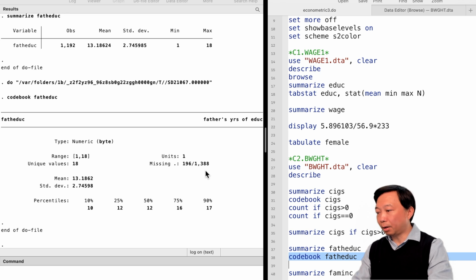We can use the command codebook to find how many observations are missing. There were 196 observations with a missing value on the father's education. Those observations are excluded in computing the average of father's education level.